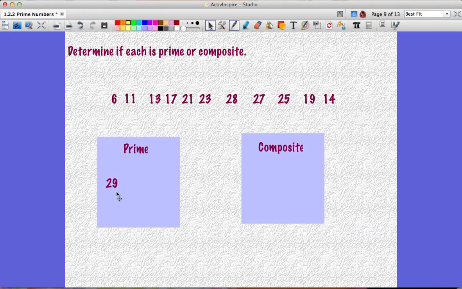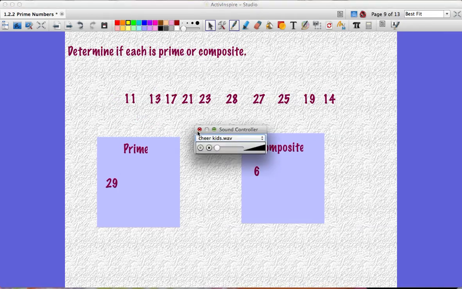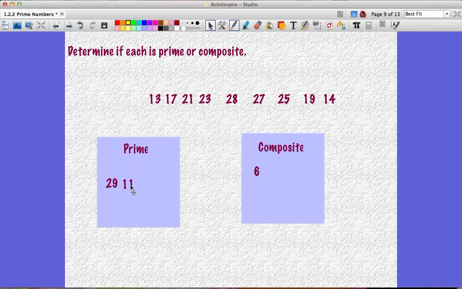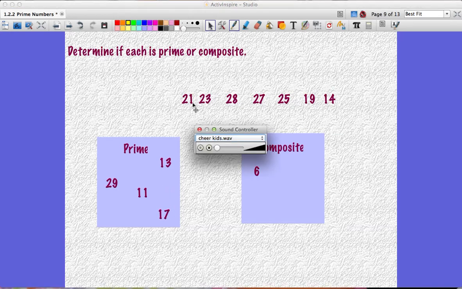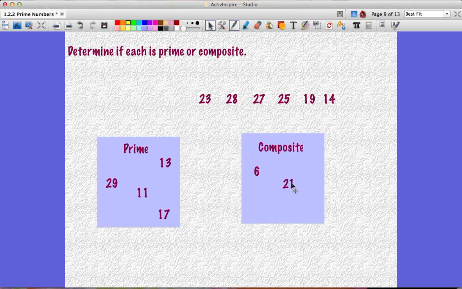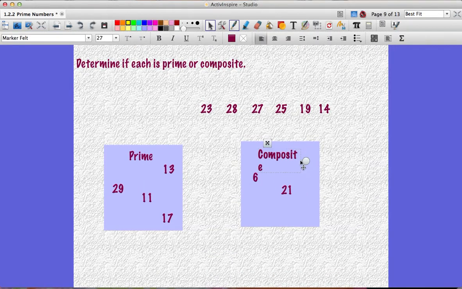Right, in this case, 29 is prime, as it does not have more than 2 factors. 6 we know is composite from our notes. 11 is prime. 13 is prime. 17 is prime. 21, 2 plus 1 is 3. Since 3 is a multiple of 3, it's divisible by 3. So I know 21 is composite.